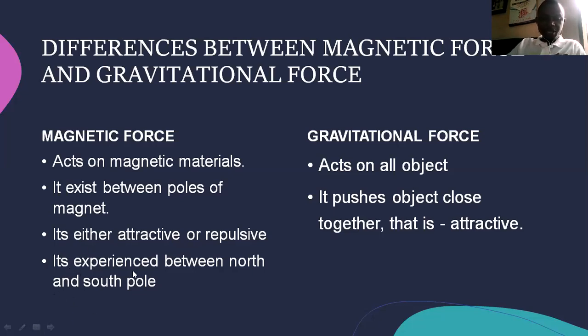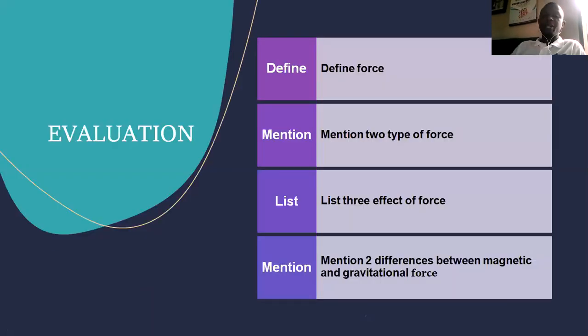Okay, good. And the last one, how do you differentiate it? It is explained between the north and the south. That is where the magnetic flux intensity concentrates. Fine. Now, let's go to gravitational force. How do you differentiate gravitational force from magnetic force? Gravitational force acts on all objects, unlike magnetic force that acts on only magnetic material. For gravitational force, it acts on all the objects, and then it pulls objects close to each other. That means it is attractive. Beautiful. So those are the differences between a magnetic force and a gravitational force. Fine. Okay, so that's our lesson.